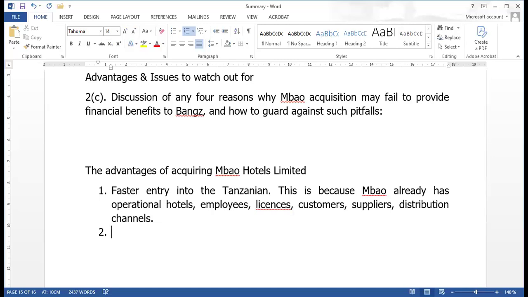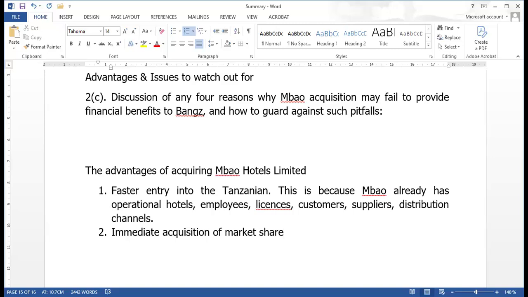Then number two, there is an immediate acquisition of market share. Remember, here we are talking about Mbayo Hotel. Mbayo Hotel in Tanzania already serves a portion of what? A portion of the Tanzanian hospitality market.